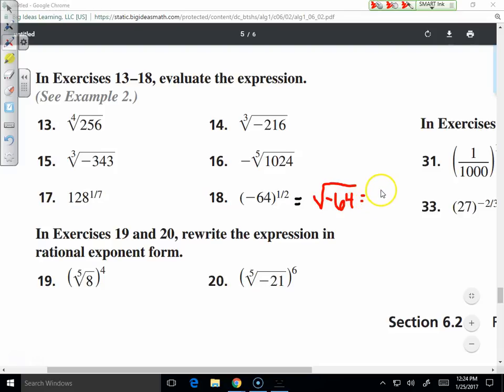But wait. Can positive 8 squared make negative 64? Nah. Okay, hold on. Can negative 8 squared make positive? Wait, one more time. Can negative 8 squared make negative 64? No. Because a negative times a negative is a positive. Well, if it can't be a positive 8 and it can't be a negative 8, guess what? It's nobody.